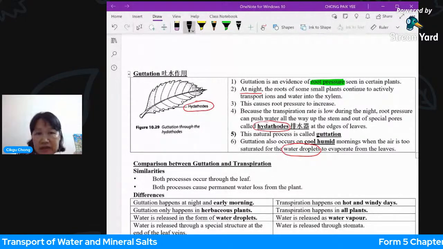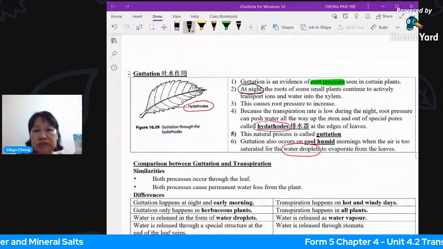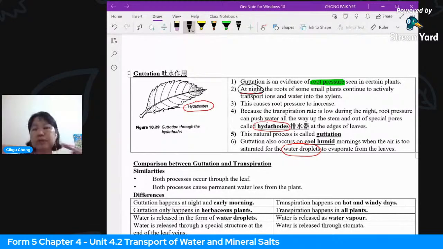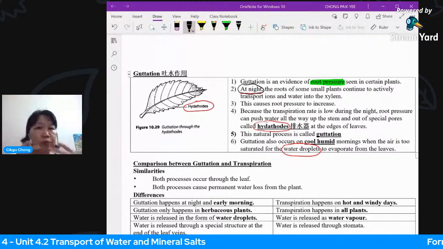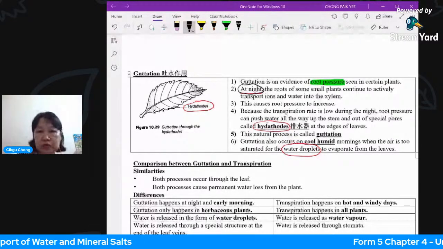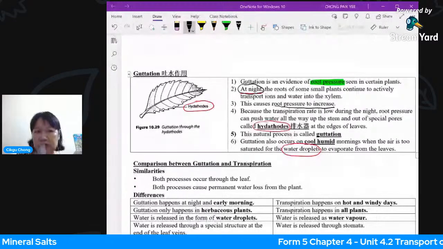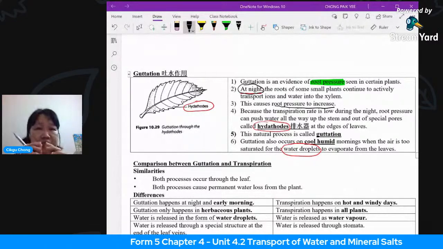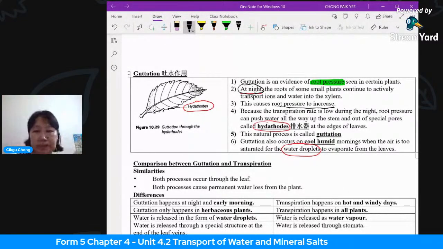So at night, you find that the roots will still continuously transport water and ions. That means the water will still be pushing into the root here, so root pressure will be high. It will increase. If you do not have a place for this water to go, your xylem could be under too high a pressure, and it could burst, or the veins can burst.